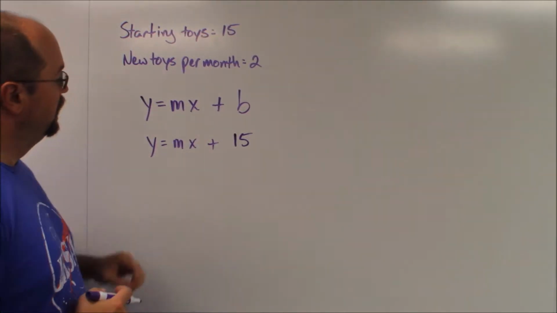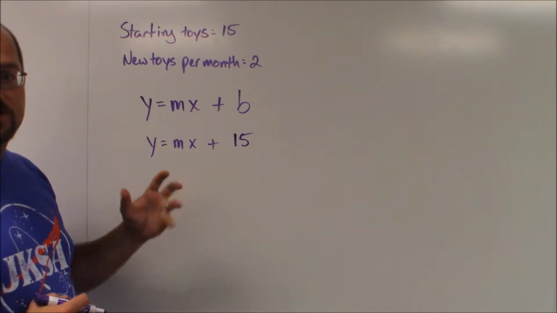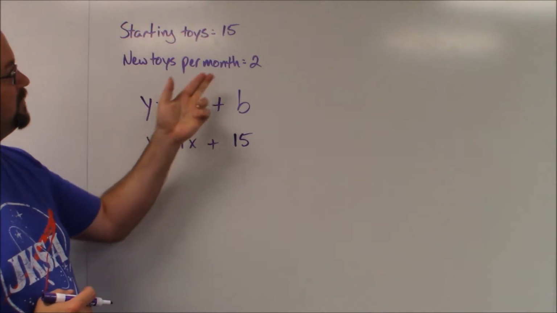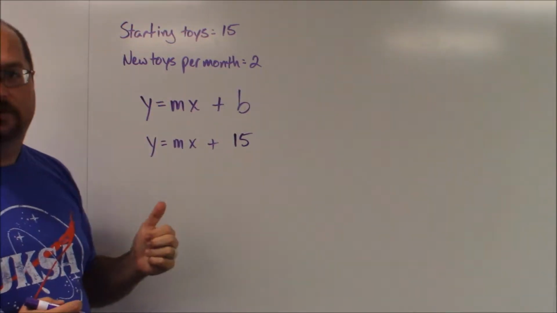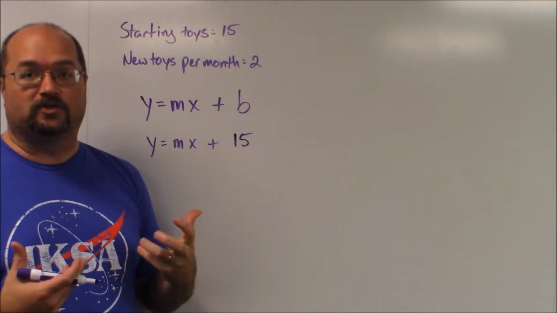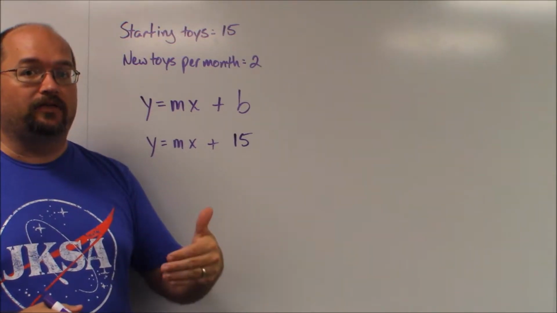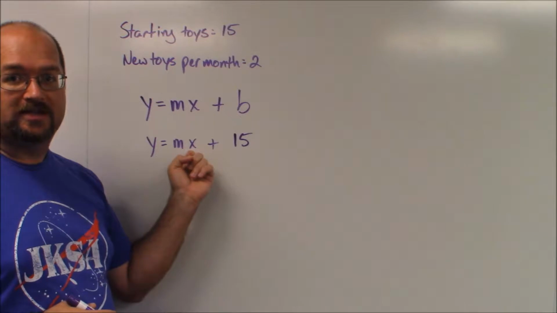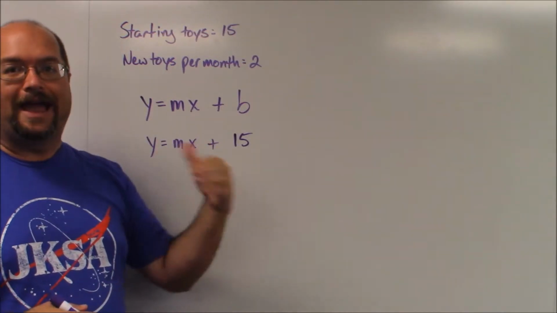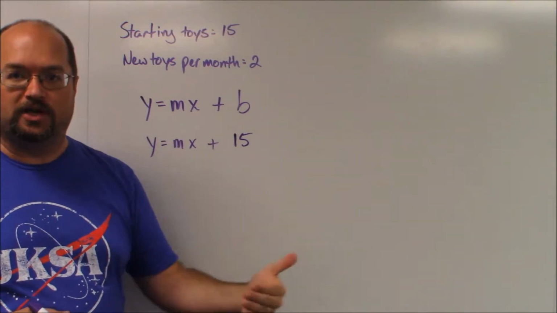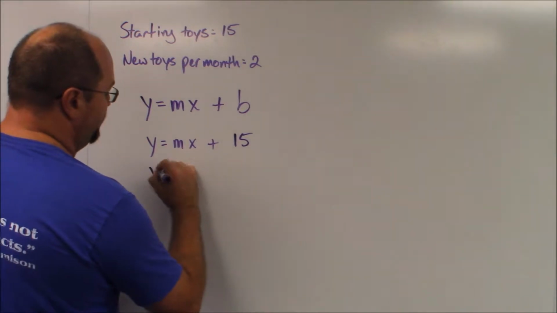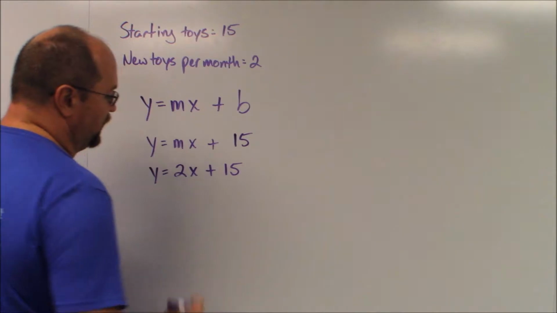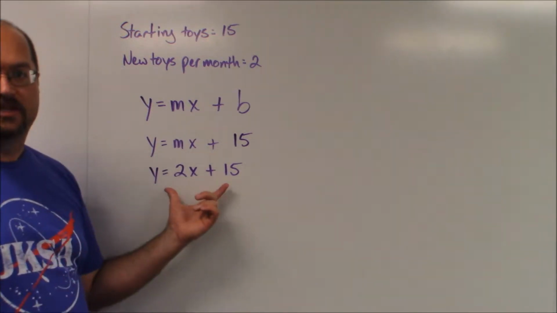Now, the m, that's our slope, that's our rate of change. Our problem tells us that 2 toys are added each month. So that ends up being our rate of change. Remember, our number of months is notated by our x value. So every month we're adding 2 toys. That's our rate of change. All right, so our m value is 2. So our equation ends up being y equals 2x plus 15.